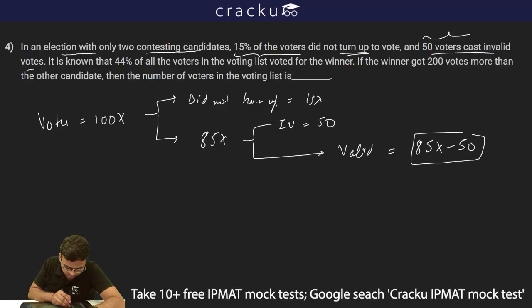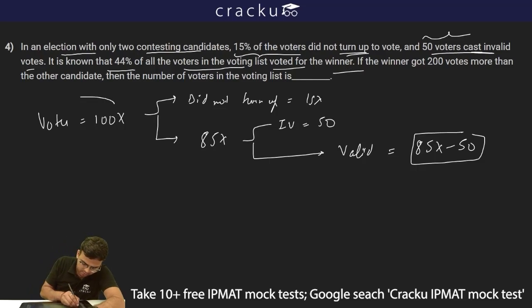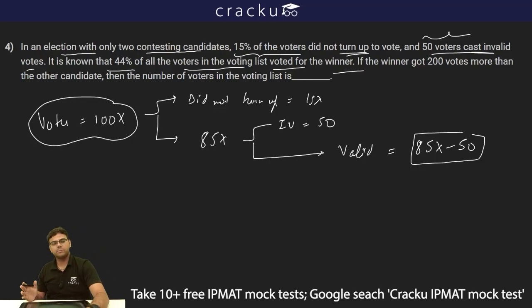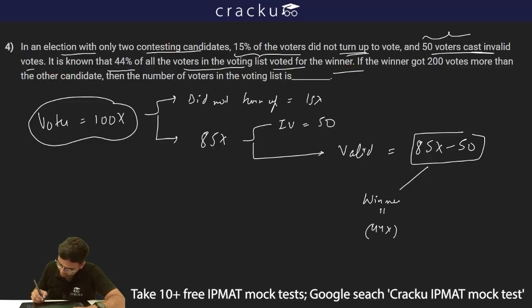It is known that 44% of all the voters in the voting list voted for the winner. So from all the voters on the voting list, 100x were the people who were on the voter list. Out of this, 44x voted for the winner. So the winner got 44x. This definitely means that the loser will get, because only valid votes are counted, 85x minus 50 minus 44x. So this will be equal to 41x minus 50.